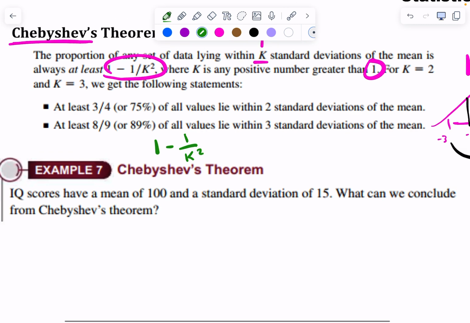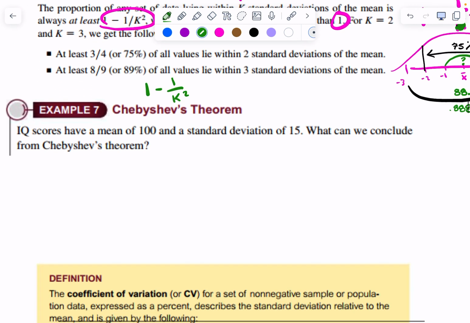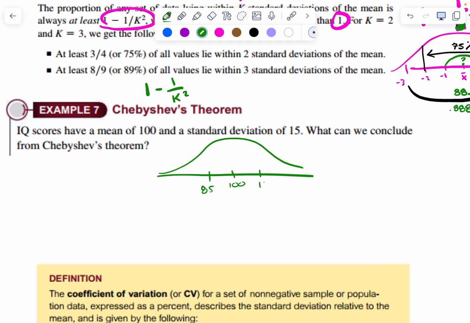All right, IQ scores have a mean of 100 and a standard deviation of 15. The same thing we just did. 100 here, standard deviation of 15, so we're going 85 to 115. We're going 70 to 130. We're going 55 to 145, right?